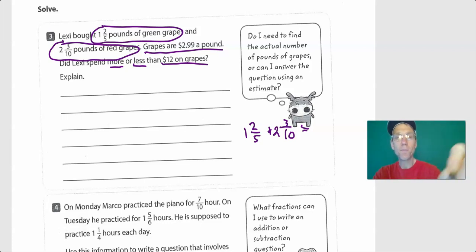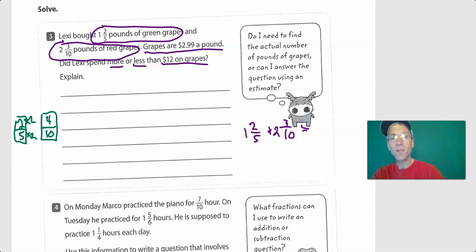So let's do that. I'll do it over here. 2/5. And I'm going to cut that pizza so it has 10 parts. So I'm going to double the number, and I have to double the number of slices I have. So 2/5 is equivalent to 4/10. More slices, but they're smaller. Now let's rewrite it. Instead of 1 2/5, 1 4/10 plus 2 3/10 equals 3 7/10.